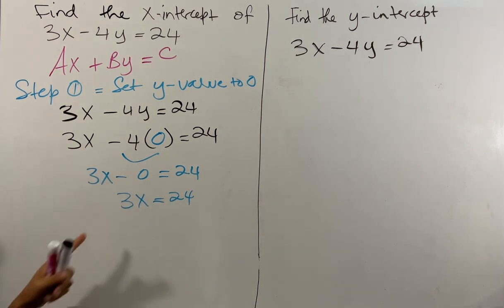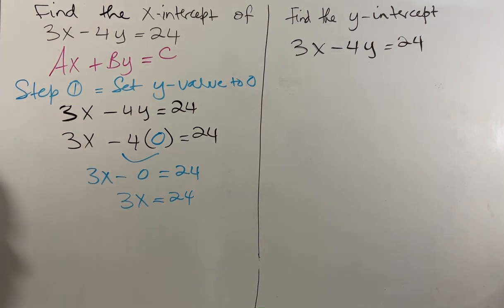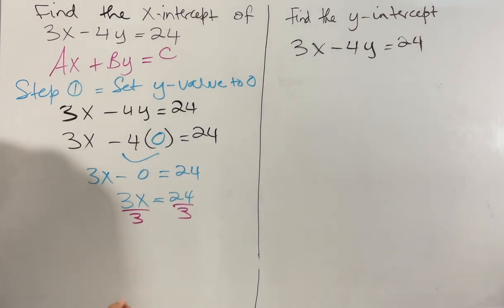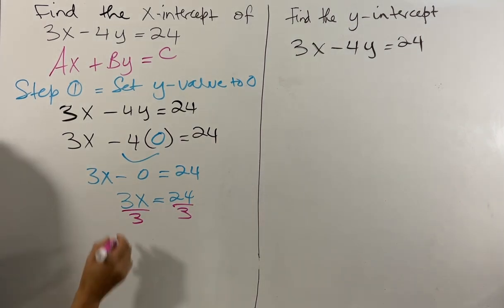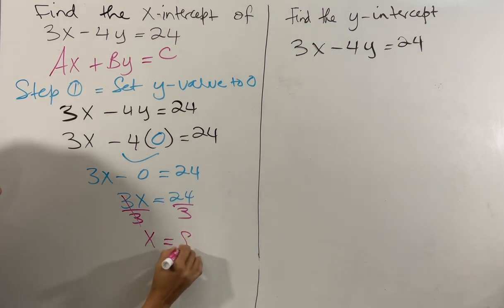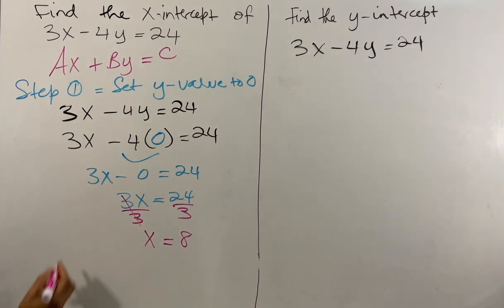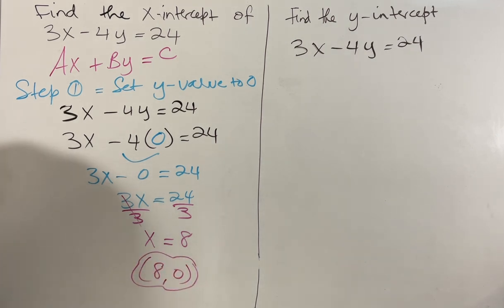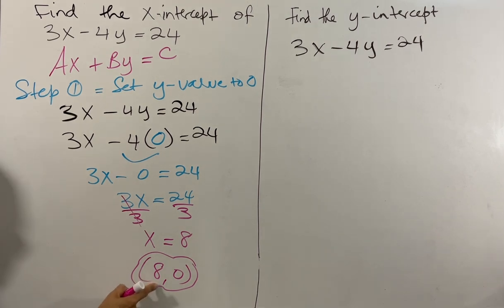Now, the 3 is multiplied onto the x. To get rid of it, we have to do the inverse of multiply, which is divide. So we divide both sides by 3. This is going to cancel out. X is going to be 8. Now, what does that mean? Therefore, if x is 8, our coordinate is going to look like this. This is our coordinate here, all right? Our x-intercept is at 8, 0.